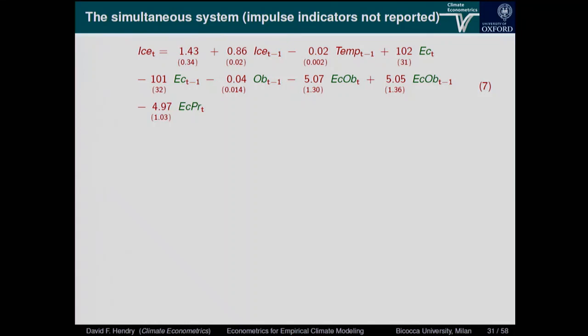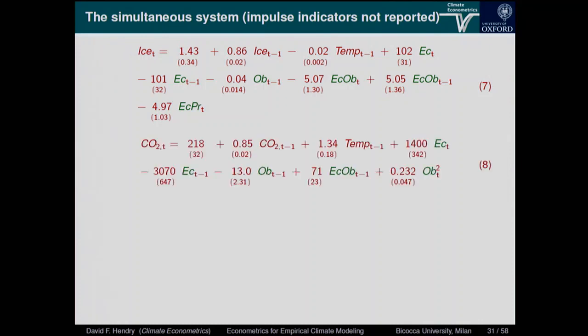It's all these interactions between where the Earth is relative to the sun and how it's tilting, and when it tilts, which season of the year. For CO2, we get CO2 dependent on CO2 lag, temp lag. Current ice and current temp do not come in significantly. Eccentricity and eccentricity lagged, obliquity lagged, just like ice. But then we get eccentricity times obliquity lagged, and obliquity squared comes in. That seems to really matter for how rapidly CO2 appears.